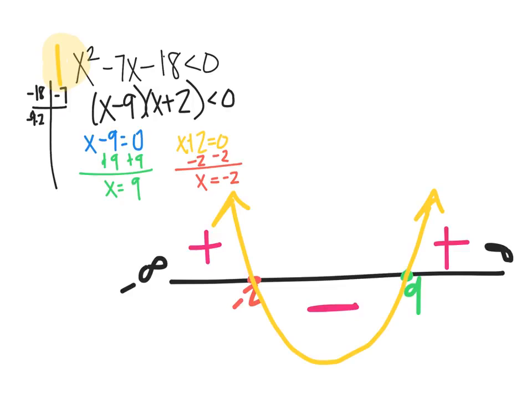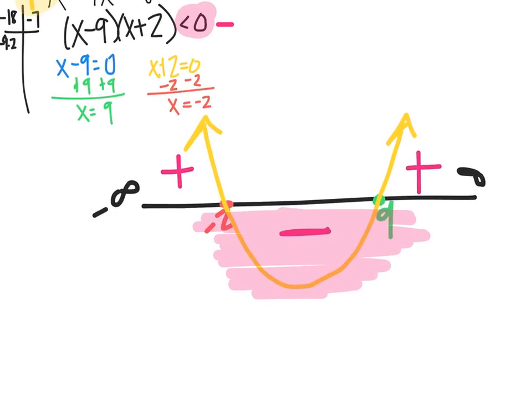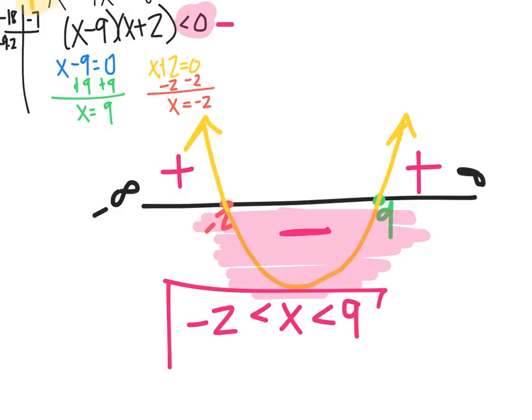So which interval are we looking for? What did it tell us? We wanted it to be less than 0. So less than 0 means that it is negative. So this time we are looking at this piece here, the in-between part. So the answer would be from negative 2 to 9. So we would write negative 2 is less than x, which is less than 9. And that would be our answer because that's the interval that was negative.